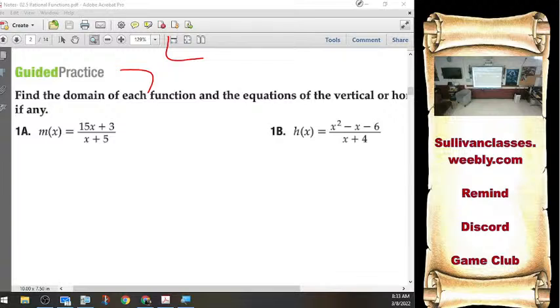Find what is your domain, what are your vertical and horizontal asymptotes if they exist.